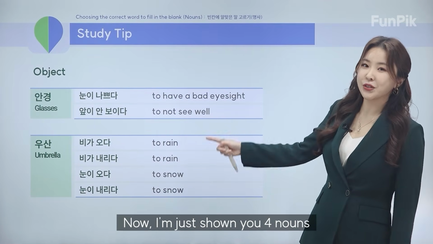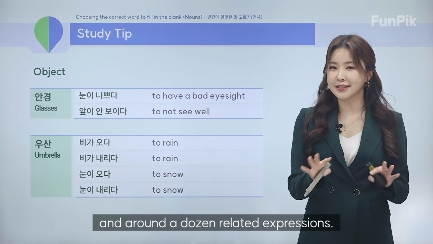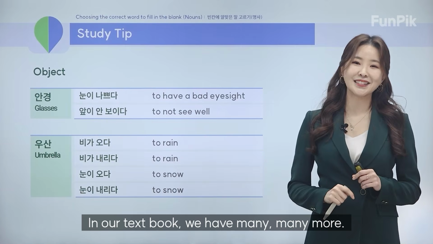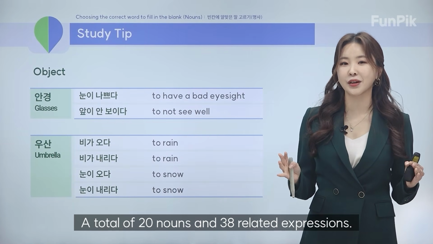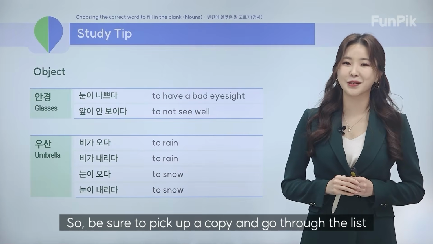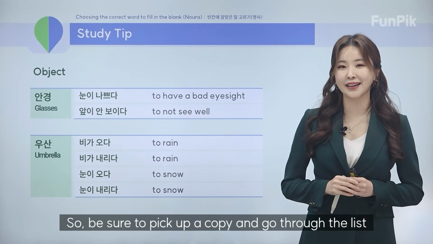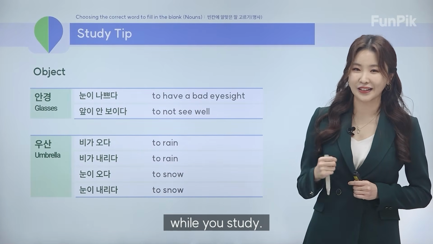Now, I've just shown you 4 nouns and around a dozen related expressions, but in our textbook, we have many, many more, a total of 20 nouns and 38 related expressions, so be sure to pick up a copy and go through the list while you study. Okay, let's solve 2 more questions.